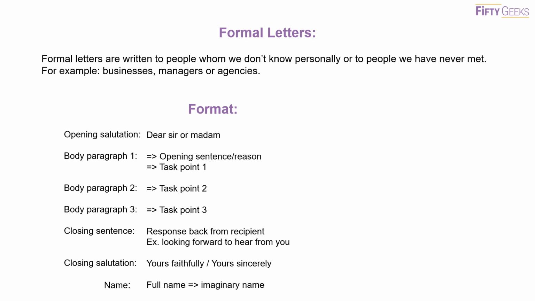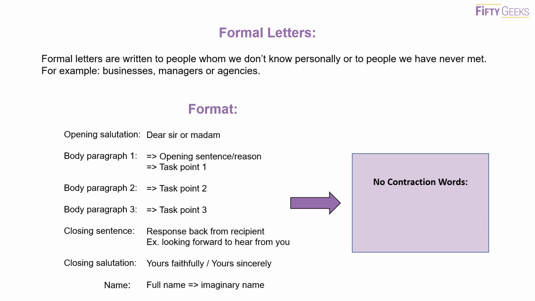While writing a formal letter, we have to keep in mind that we cannot use contractions in formal letters. A contraction is a word made by shortening and combining 2 words. For example, I'm is a contraction made from I and am. Similarly, didn't is a combination of did and not. So we have to write complete words as I am and did not. Now we are done with the format of a formal letter.